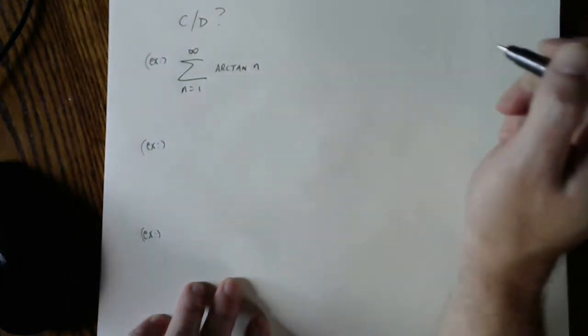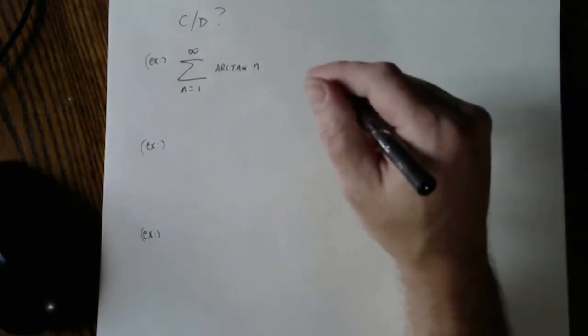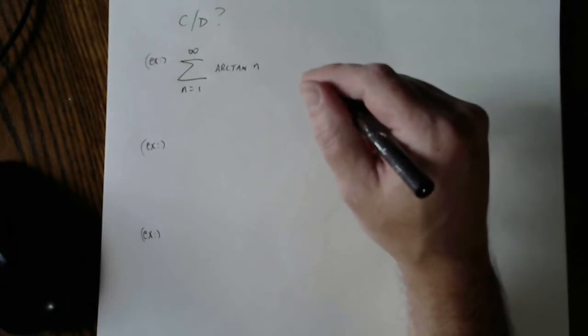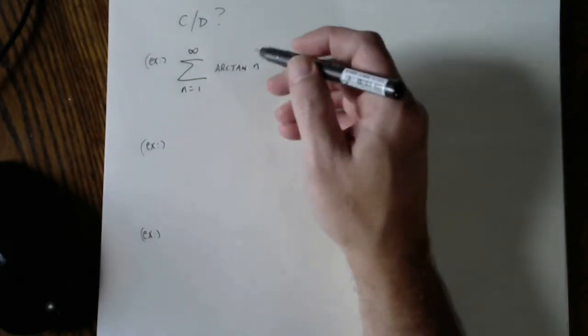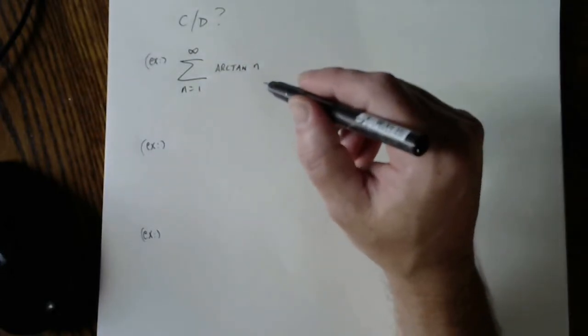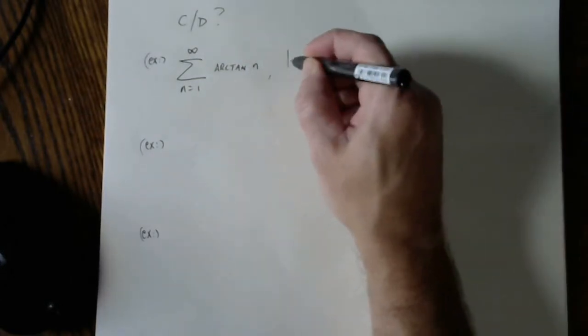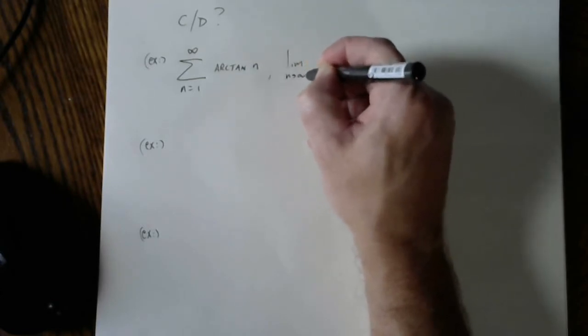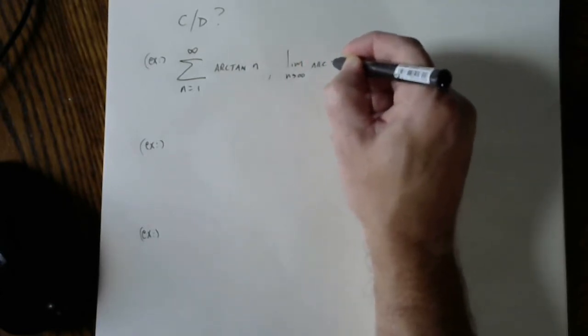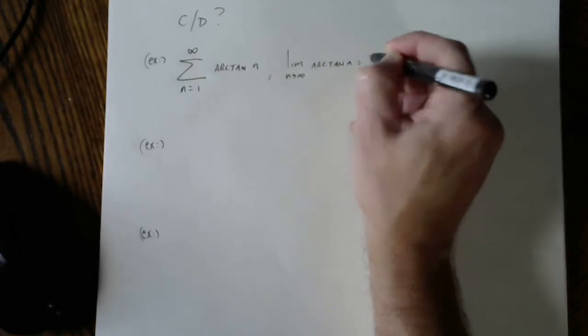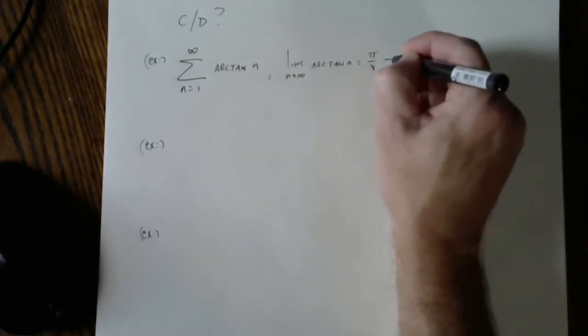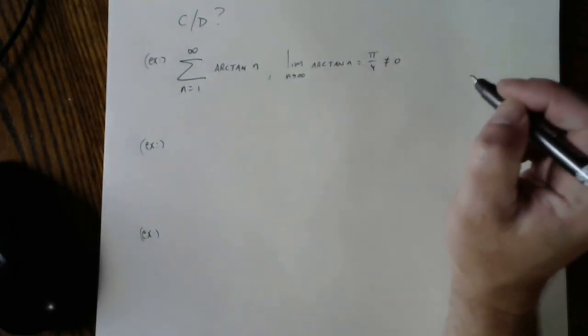Arctan of n. So this was a fact that we looked at in inverse trig functions. What is the limit of the arctan function as n goes to infinity? If you remember that. Go back to your notes if you need to, but I'll take the limit of the terms and they go to pi over 4. That's clearly not 0.